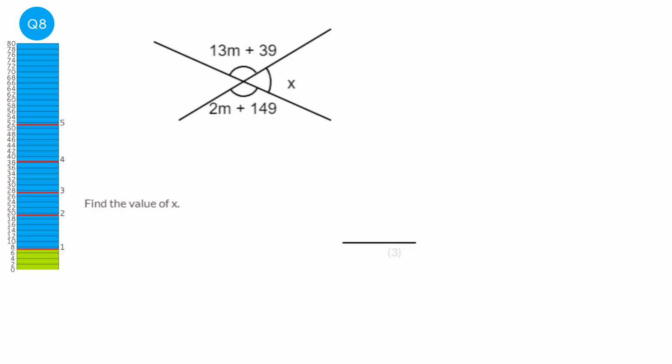So we have a set of vertically opposite angles here and here. And we're going to start with those because we have to find out what m is before we can work out what x is.